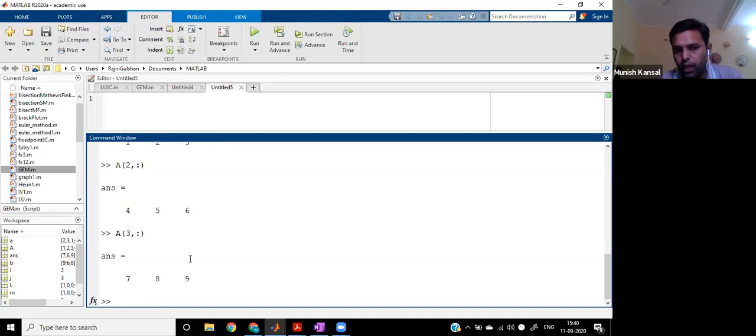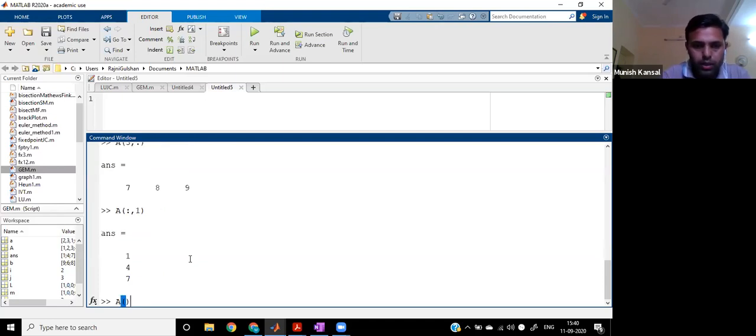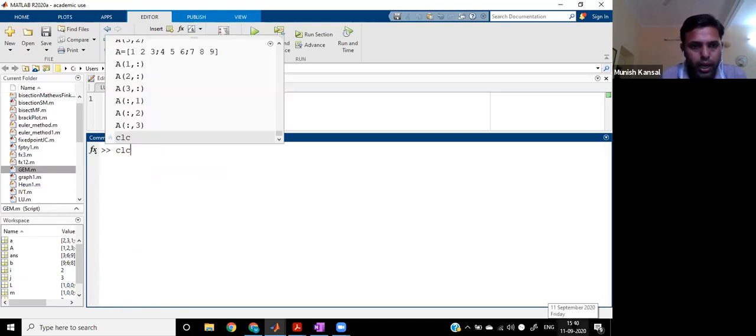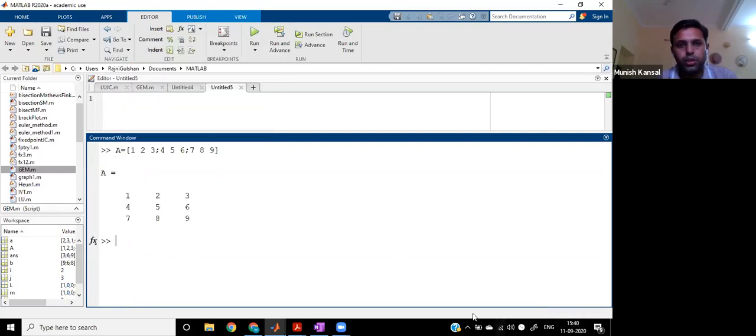And on the contrary, if you want to display columns, colon, 1, this will give you first column, then second, then similarly you can display third column, right? So this is how you can display any row, any column for any matrix A, right? So let me just clear the command window again. Let me show you the same matrix A, right?